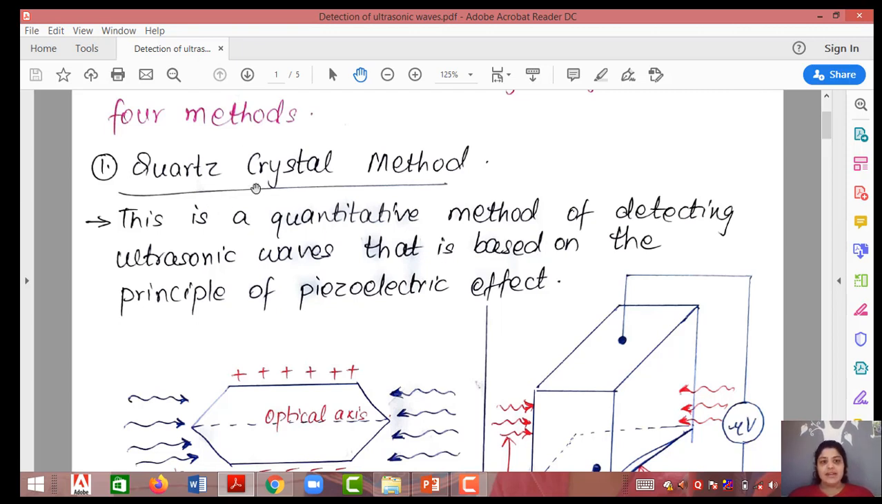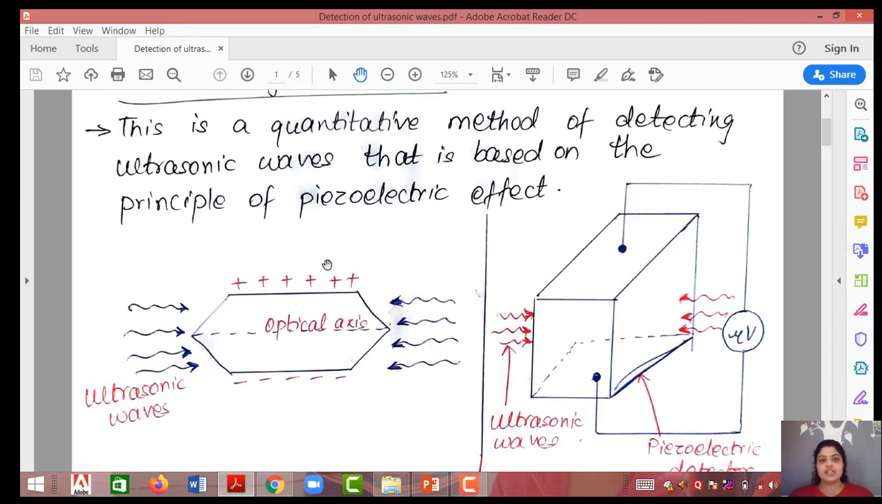What does the piezoelectric effect say? It says that if there is a pressure applied on a piezoelectric crystal, equal and opposite charges will develop on the opposite faces. So the same principle will be used for detection of ultrasonic waves. Instead of pressure, vibration is also a sort of pressure. So if this vibration is focused on a piezoelectric crystal, we can say that charges are developed over here.